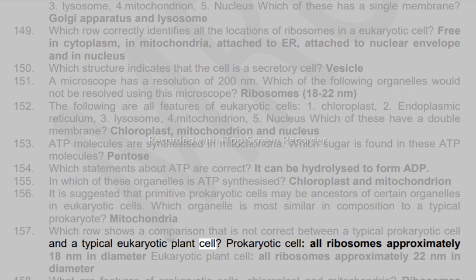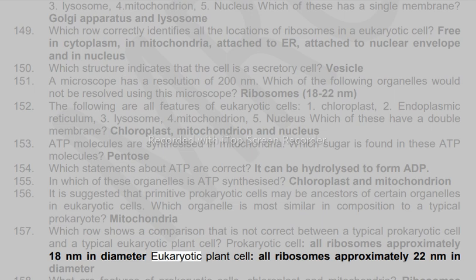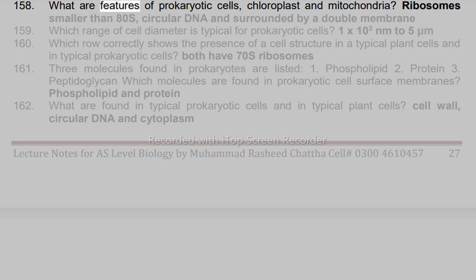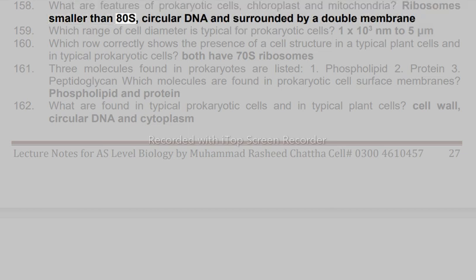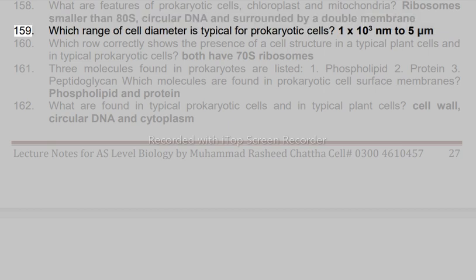157. Which row shows a comparison that is not correct between a typical prokaryotic cell and a typical eukaryotic plant cell? Prokaryotic cell, all ribosomes approximately 18 nanometers in diameter. Eukaryotic plant cell, all ribosomes approximately 22 nanometers in diameter. 158. What are features of prokaryotic cells, chloroplast and mitochondria? Ribosomes smaller than 80S, circular DNA and surrounded by a double membrane. 159. Which range of cell diameter is typical for prokaryotic cells? 1 x 10^3 nanometers to 5 micrometers.